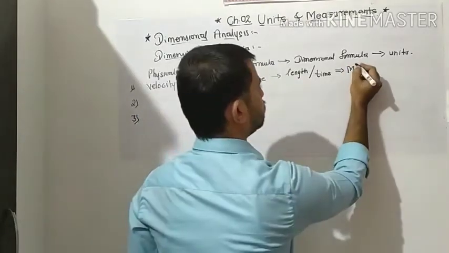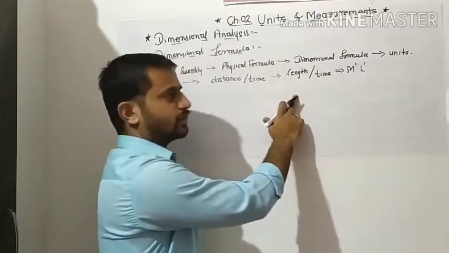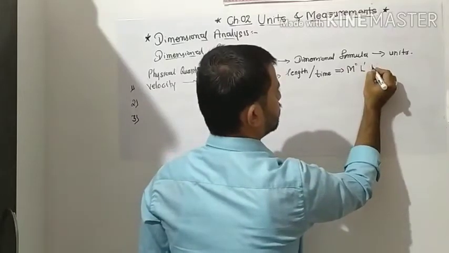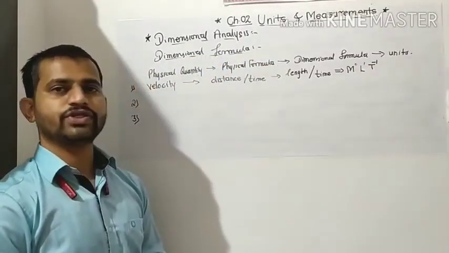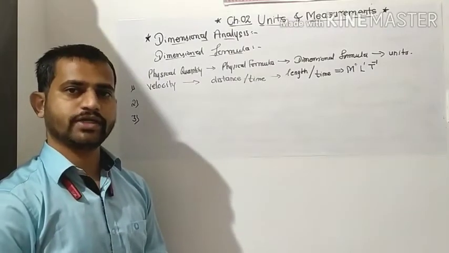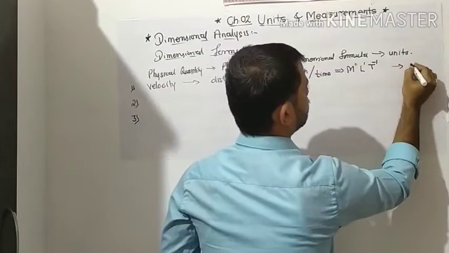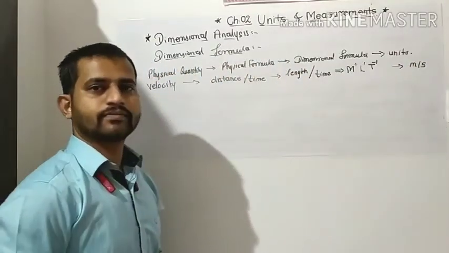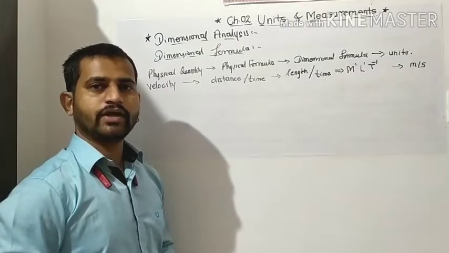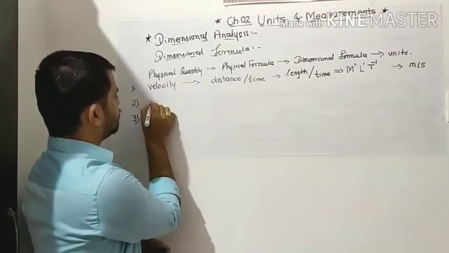So M raised to 0, L raised to 1, because length is present, and for time we have to take minus 1. M raised to 0, L raised to 1, T raised to minus 1. And what is the unit here? It is meter per second. Now if we go for the acceleration.